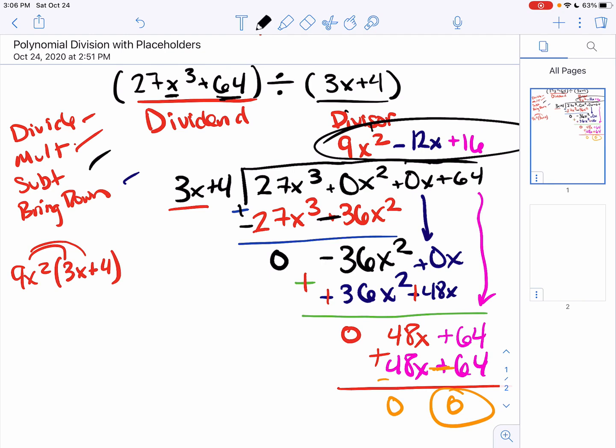As you've probably noticed, the process is exactly the same as the first video that we did with this, but we have to make sure that we have the exponents going down in sequence without missing anything. If there's anything missing, we have to make sure we insert placeholders. In this case, the 0x squared and the 0x to account for those terms. So when we actually subtract, we're always combining like terms and not unlike terms.